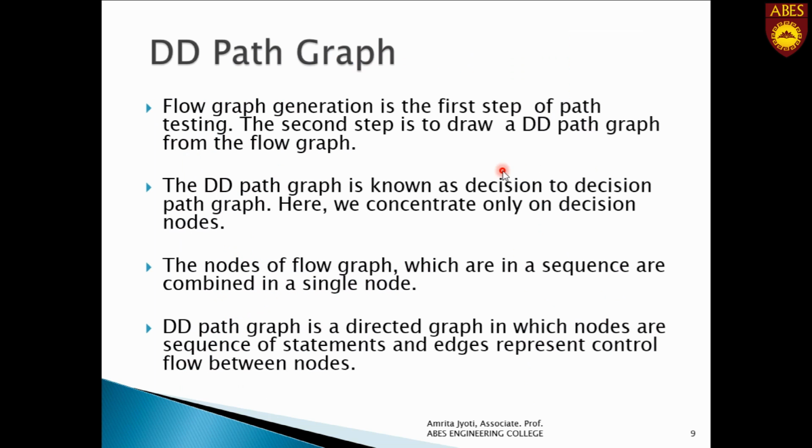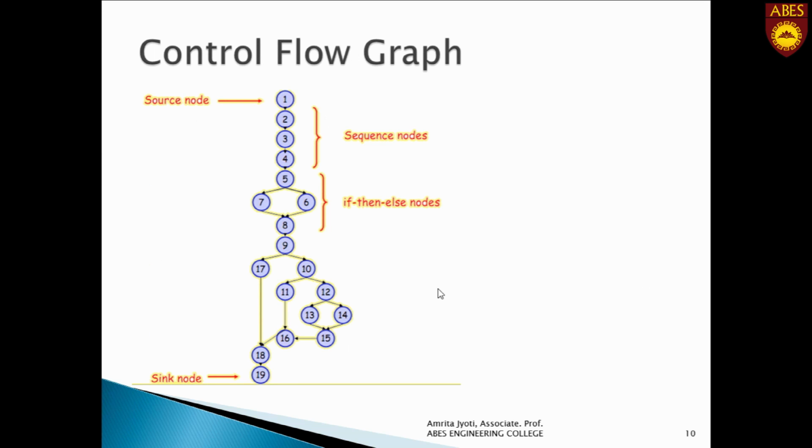DD path graph. We can create the DD path graph from this control flow graph. In the control flow graph, we can combine a sequence of statements into a single node. The difference between the control flow graph and the DD path graph is that in the control flow graph, a single node represents a single statement, but in a DD path graph, a single node represents a number of statements. This is the control flow graph of the same problem, that is, the triangle problem.